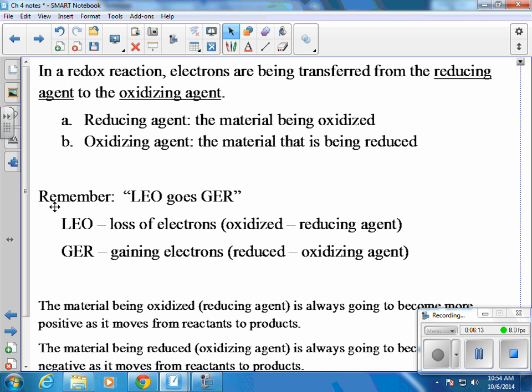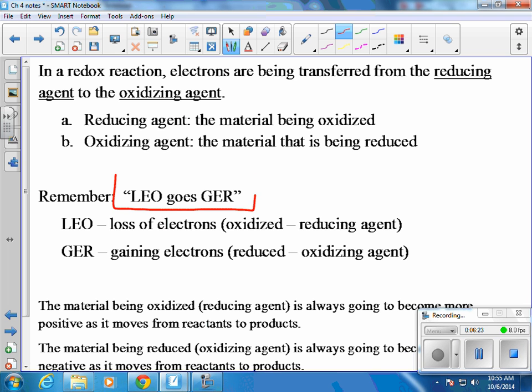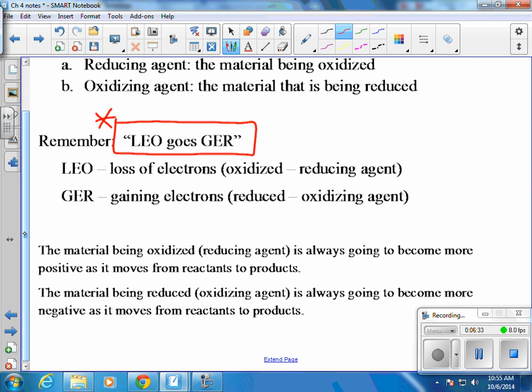The reducing agent, the material is being oxidized. The oxidizing agent, the material is being reduced. Sounds like a lot's going on, right? What we need to remember is this is going to be very, very important. Leo goes grr. Leo the lion goes grr, right? Your book even has this, so this isn't crazy Miss Benson making this up. Leo: loss of electrons, oxidation. Grr: gaining electrons, reduction.